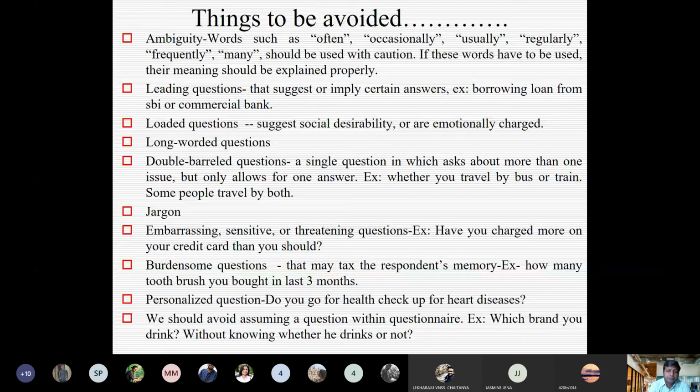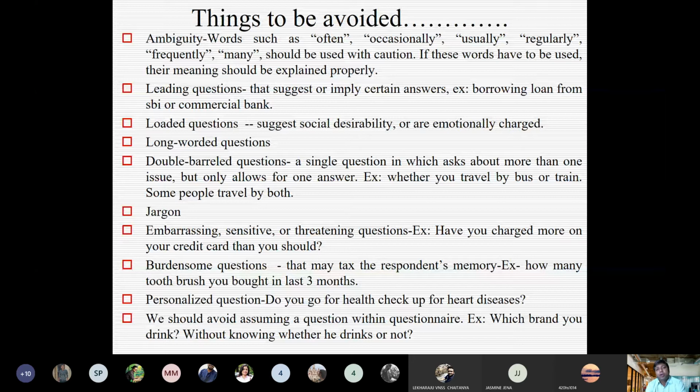Suppose somebody asked you, do you drink? Suppose somebody will ask you the question, then you will tell occasionally. Then somebody told often, usually, regularly, frequently. What is the meaning of all these things?